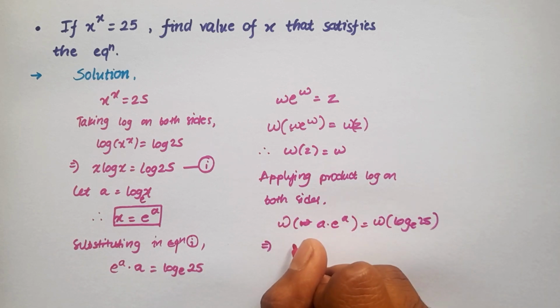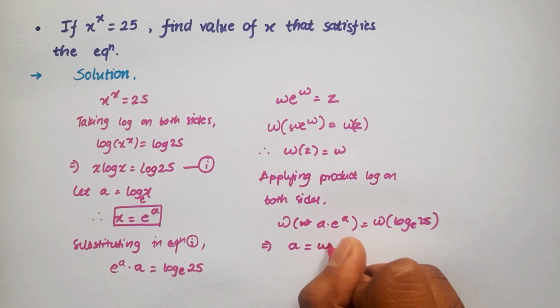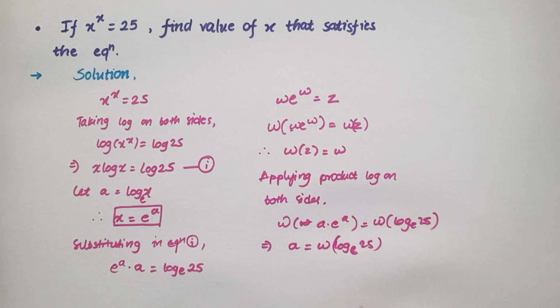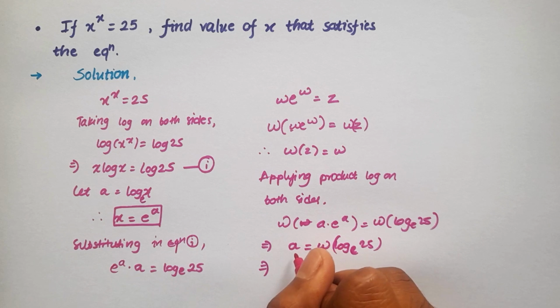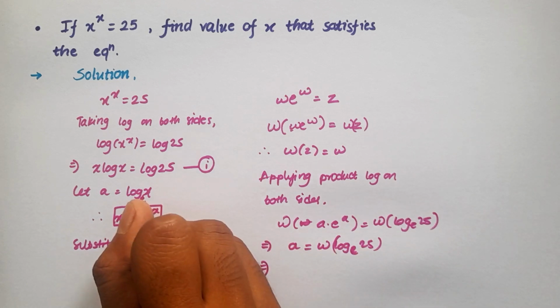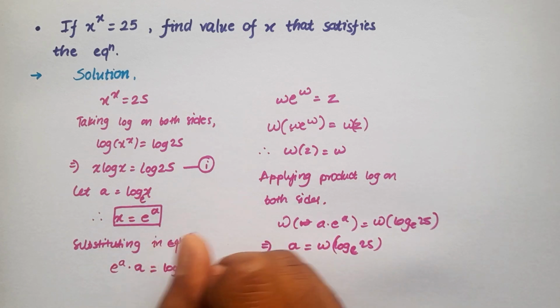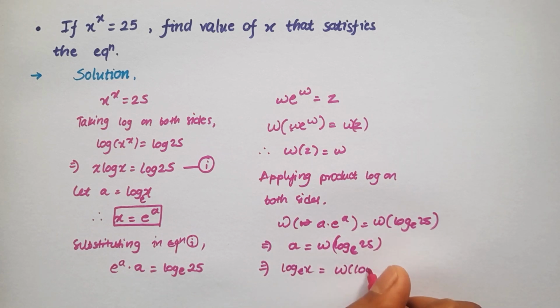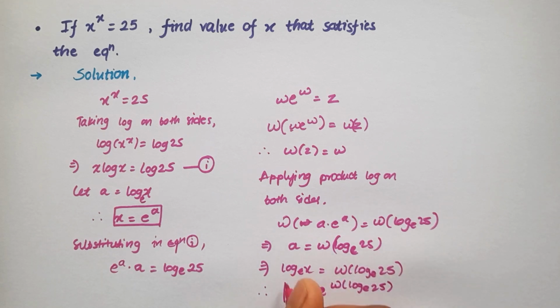Now this can be written as a is equal to W of log 25. And we can substitute the value of a here. a was simply log x, so I will write it as log x is equal to W of log e 25, which gives us x is equal to e to the power W of log e 25. And that is our answer.